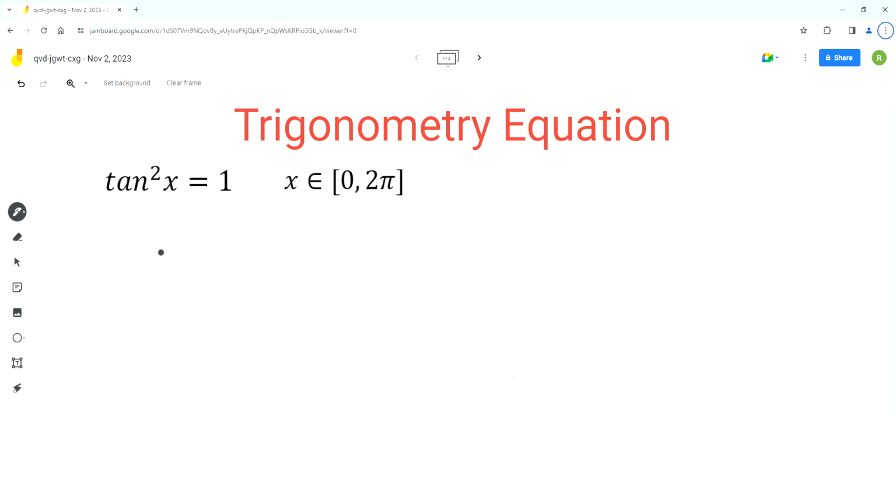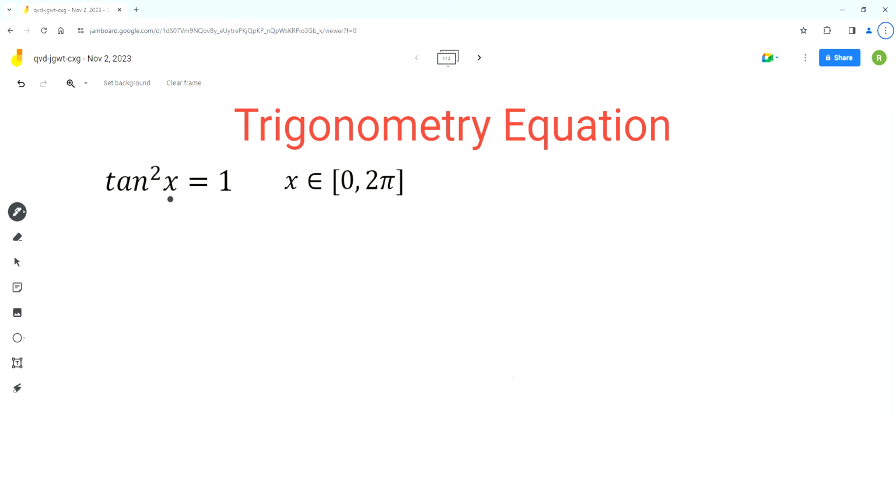Hello everyone. So in this video, we'll solve this trigonometry equation. The given equation is tan square x is equal to 1 and we are given the domain 0 to 2 pi. That means x can be any value between 0 and 2 pi including the end values 0 and 2 pi. Now in this equation, we have to solve this by isolating the variable in the equation, which is x.